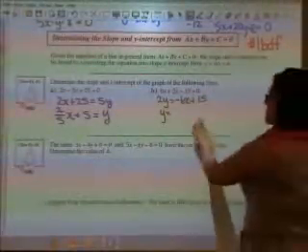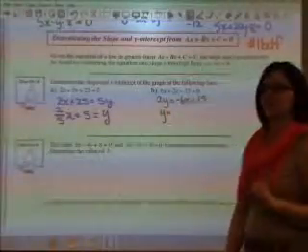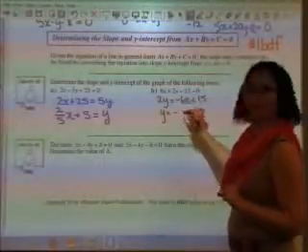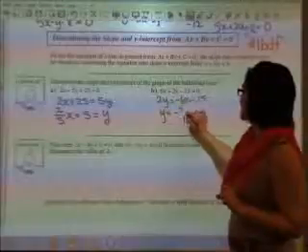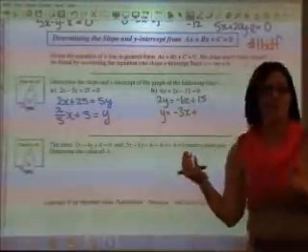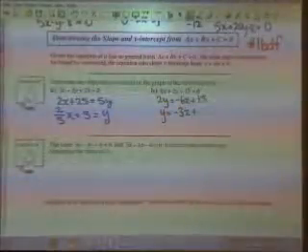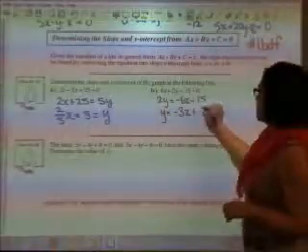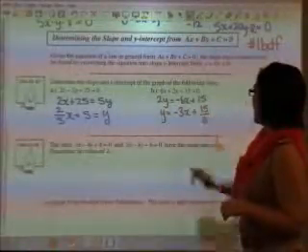So if I take negative 6 and divide it by 2, I get? Negative what? 3x. Negative 3x. And then if I take the 15 and divide it by 2, I don't get a whole number, so I'm just going to leave it as a fraction.